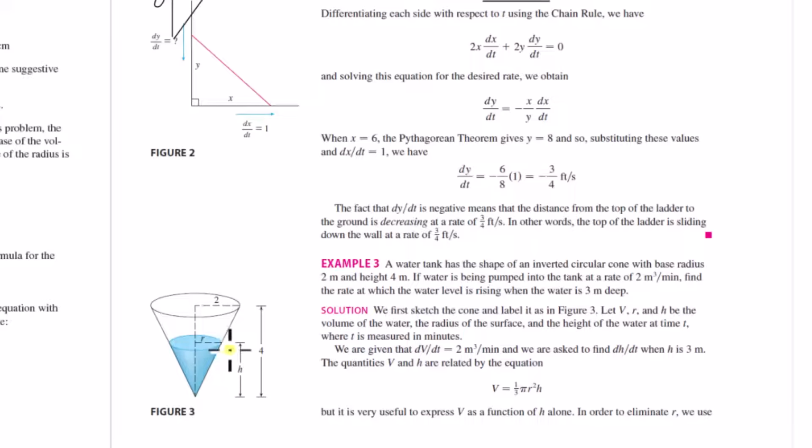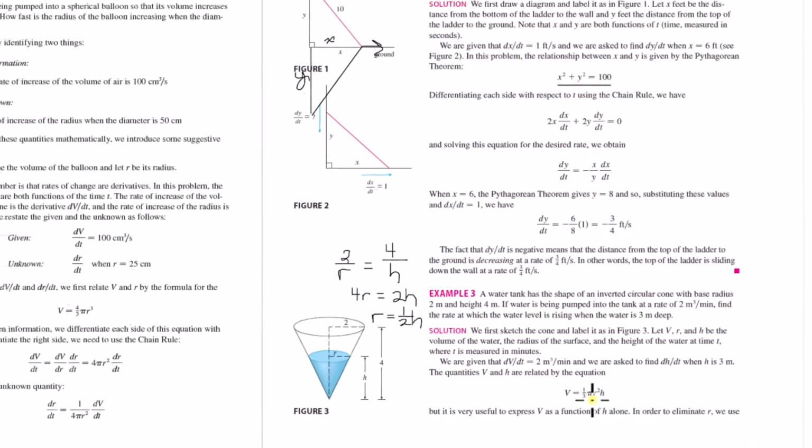Can we relate these geometrically, R and H? Yeah, they use similar triangles. If you remember from geometry how to work with similar triangles, this triangle and this triangle are similar. And so with similar triangles, what you say is 2 divided by R is equal to, and you can do any other side you want, 4 divided by H. Now solve for R. 4R is equal to 2H. R is equal to 1/2 H.